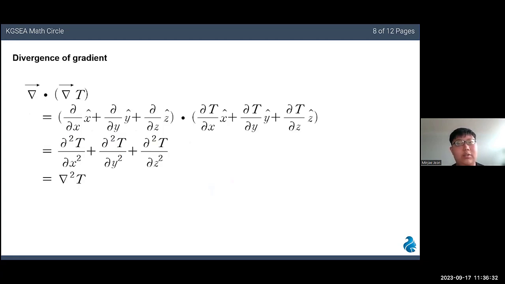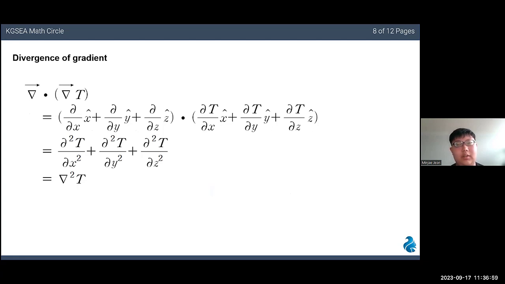From now, I will introduce the second derivatives using the del operator. The first one is the divergence of the gradient. This is very important in physics because it makes a Laplace operator, also called the Laplacian. By using the definitions of divergence and gradient, we can get the final equation. It is the square of the del operator.